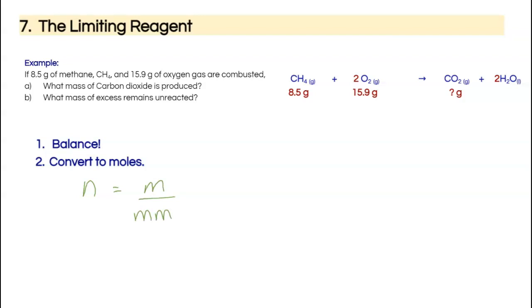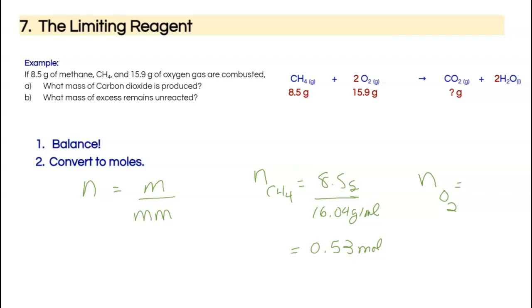And so I'm going to do that for my methane. And I'm going to go ahead and do this for my oxygen. And so 8.5 grams divided by the molar mass of methane, adding up the mass of carbon and 4 hydrogens, gives me a molar mass of 16.04 grams per mole from my periodic table. And then that's going to give me a value to 2 significant digits. I've got 2 values here, so 2 significant digits. Gives me 0.53 moles.